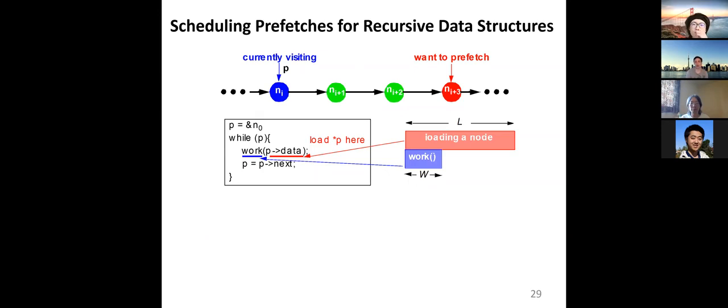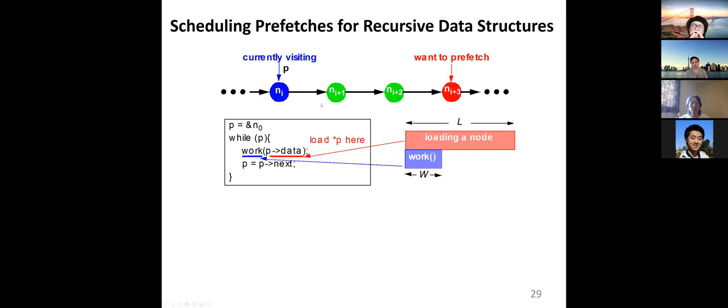Think about a linked list. That's the easiest structure I can think of. You have a pointer P that has a next field, like in a typical linked list, and the data field. The way you access the data in the timeline is, you're currently in this node, and you work on the data of that node. Then you access the next element by doing P equals P next. This is the basic way we manipulate a linked list. So I work on this element, then on that element, then on that element.